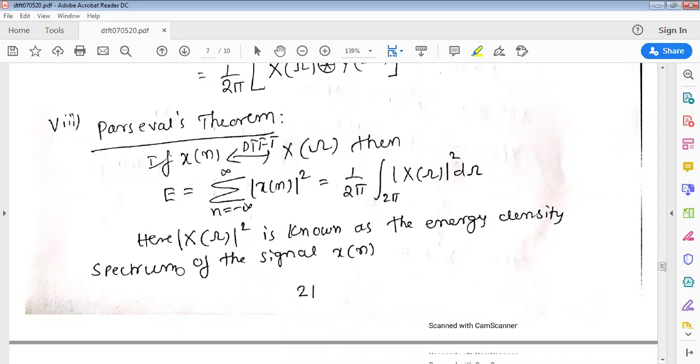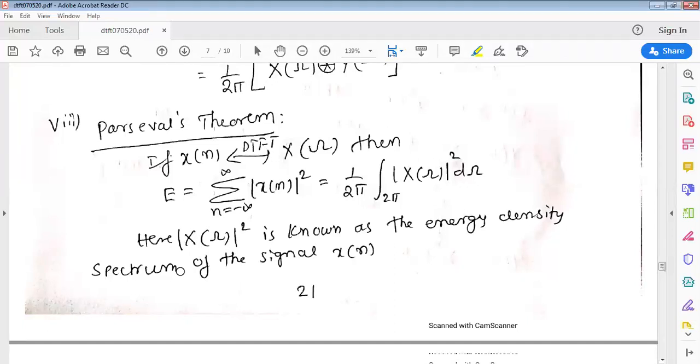See here, energy density spectrum means it is a graph which indicates the energy of a signal per frequency. Okay, energy per frequency. So let us say there are F1, F2, F3, F4 frequencies. Let us assume like that. So energy at F1 is 10, energy at F2 is 5, energy at F3 is 6, energy at F4 is 7, like this. So this much energy is contained in this frequency.